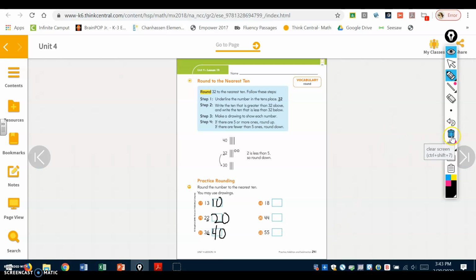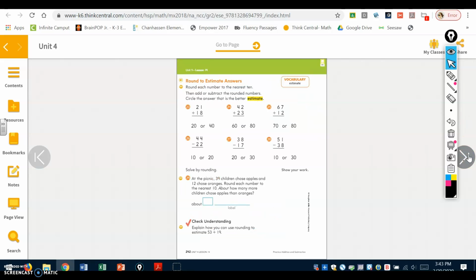And then, once you are done with that, you can flip the page over, and we're going to round to estimate our answers. Round each number to the nearest 10, then we're going to add or subtract, circle the better estimate. So the first thing I need to do is I need to look at 21 and I need to round it. I'm either going to round it down to 20 or up to 30.